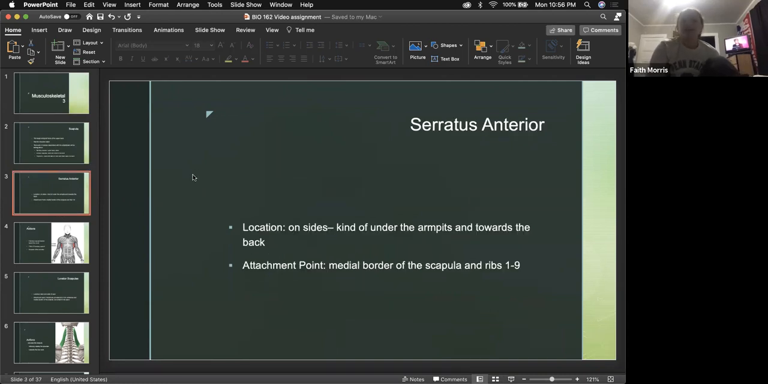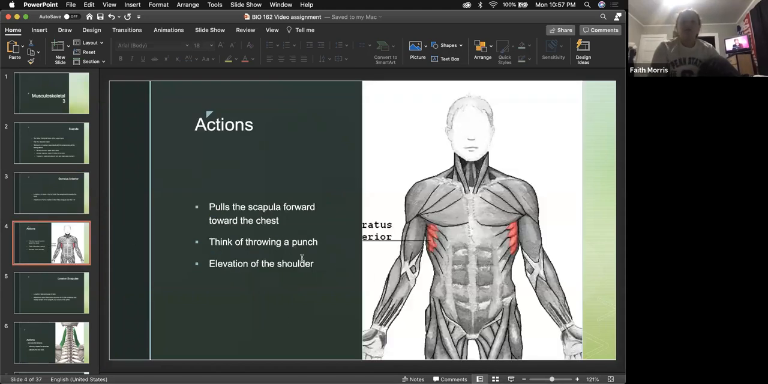So the serratus anterior is located on your sides, kind of under your armpits towards your back. It attaches to the medial border of the scapula and to ribs 1 through 9. The actions of this muscle are that it pulls the scapula forward towards the chest, and it also elevates the shoulder. Think of when you're throwing a punch; that motion is done by the serratus anterior.